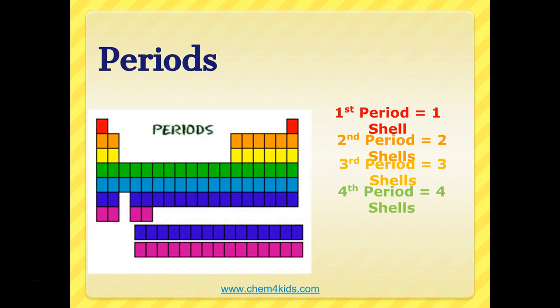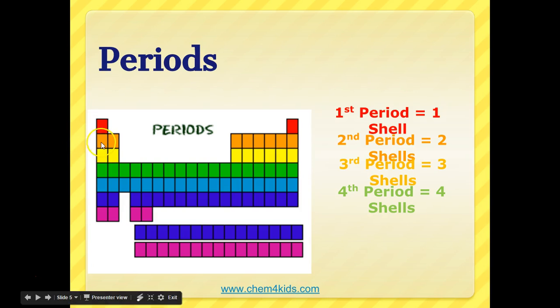So if we look at the rows of the periodic table, and our picture here is color-coded to help show, the rows are called periods. The periods tell you how many orbitals or shells each element has for its electrons. So we have 2 elements in the first period. Those are hydrogen and helium. These 2 elements only have 1 electron orbital for their electrons to go in.